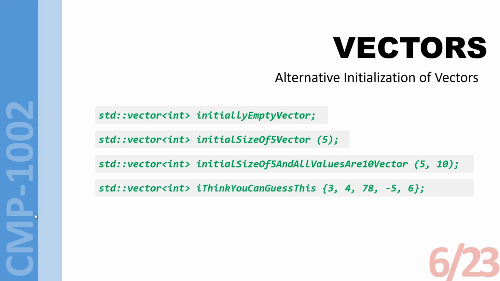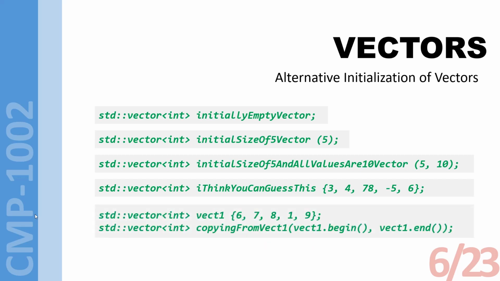Next is a more sophisticated one, and I think you can really guess what is going on, because it is very similar to, again, the array notation. Within curly brackets, you just write down all the items, and 3 is going to be the 0th item, 4 is going to be the first item, and so on and so forth.